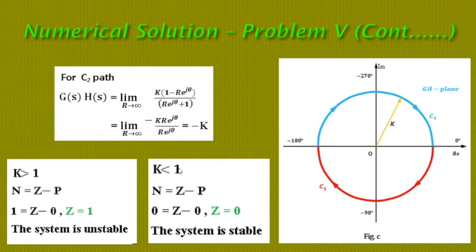If K is less than 1, that means the minus 1 plus j0 point is outside of this encirclement. So N equal to 0, P equal to 0. That means Z equal to 0. So the system is stable. There is no closed loop pole in the right hand side of the S plane.